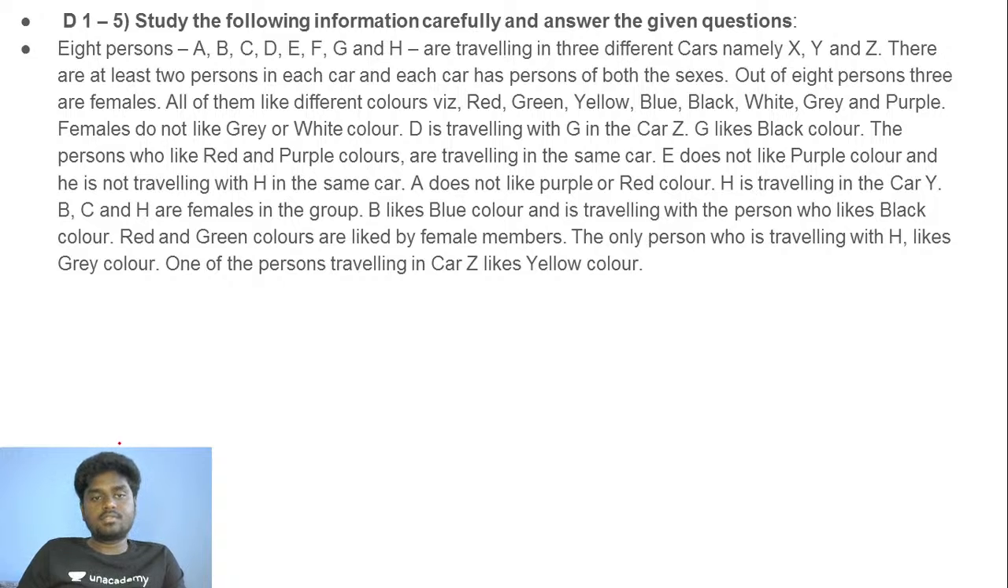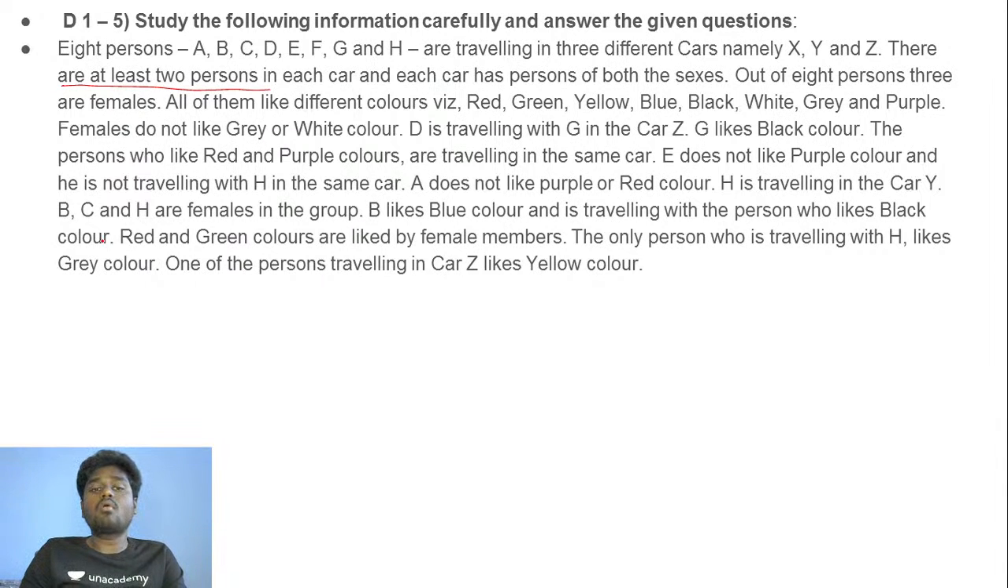So we have 8 persons, A, B, C, D, E, F, G, and H, and they are traveling in 3 different cars, that is X, Y, and Z, and there are at least 2 persons in each car. Okay, this should be the condition. And each car has persons of both the sexes. So we have both male and female in each car. And out of 8 persons, 3 are females, and the rest of 5 will be males.